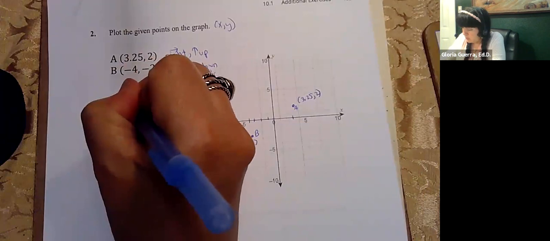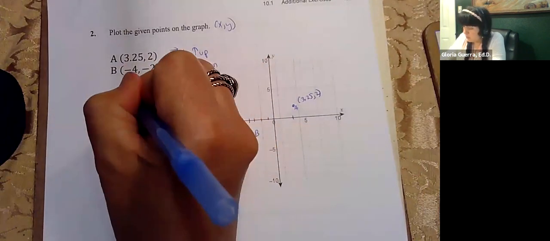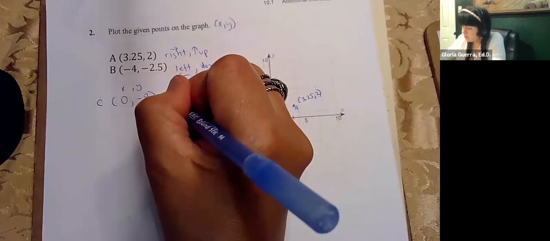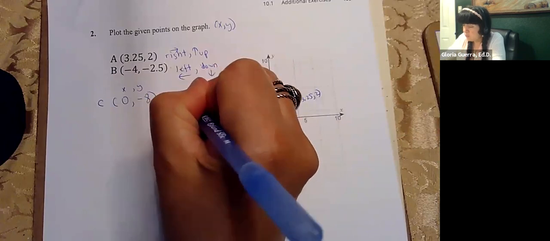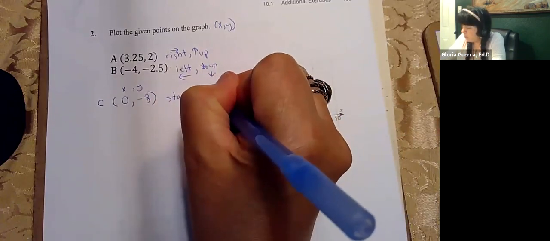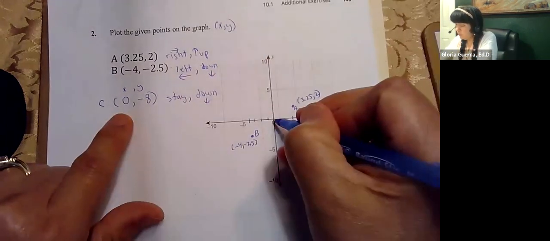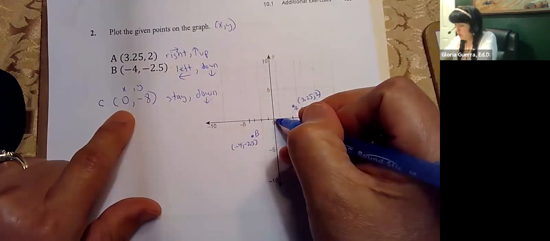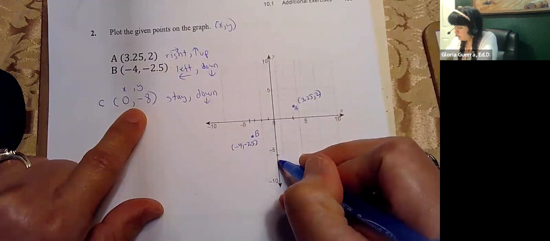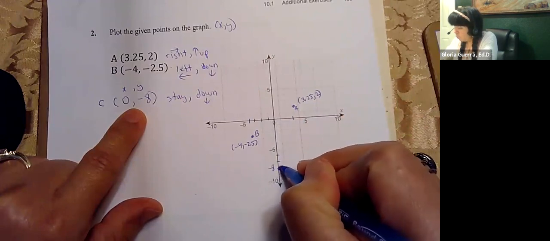Let's say you had the point for C. Let's say you had 0, -8. X, Y, 0, -8. 0 tells you to stay, and then the -8 tells you to go down. So you're at the origin, 0 tells you to stay, and then the -8 tells you to go straight down. 5, 6, 7, -8 is right here.